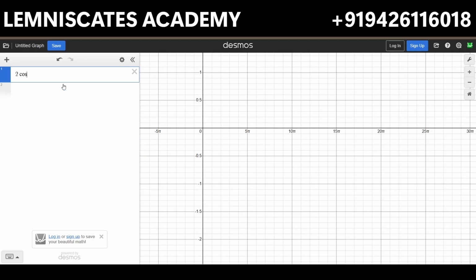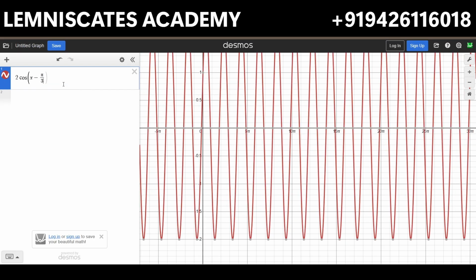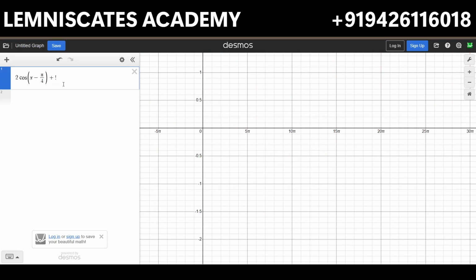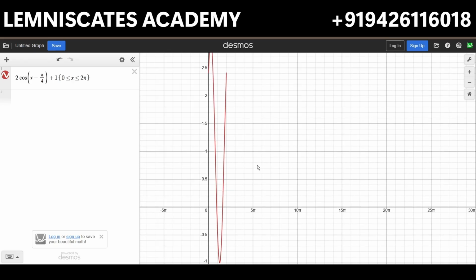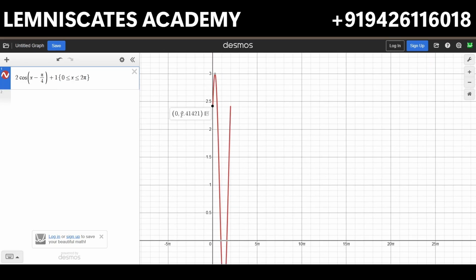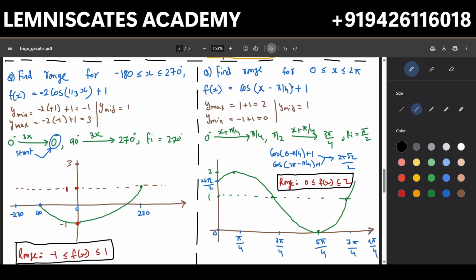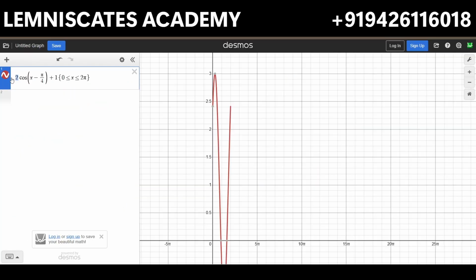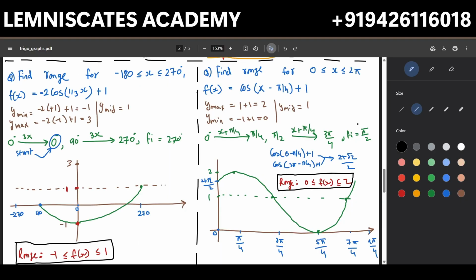So it is 2 cos of x minus pi by 4 plus 1, and the domain was 0 to 2 pi. And that is how the graph is going to look. You can see 2.412 is there. I hope I have not messed it up. Oh yeah, I've written a 2, that is why. Okay, now you can see that it's 2 plus root 2 by 2, that is 1.707. And the graph is exactly what we had got over here. See, same graph.